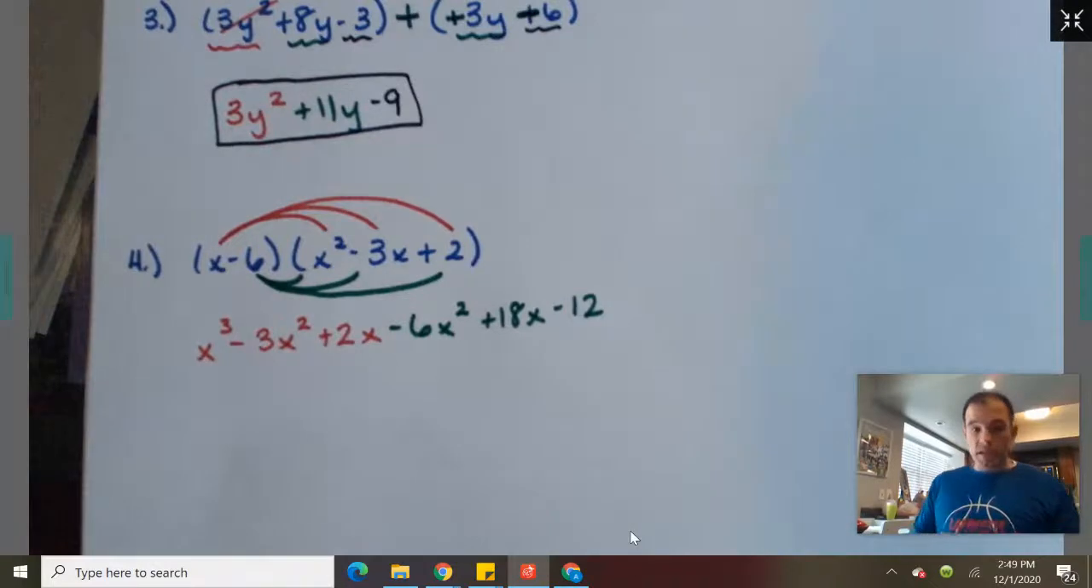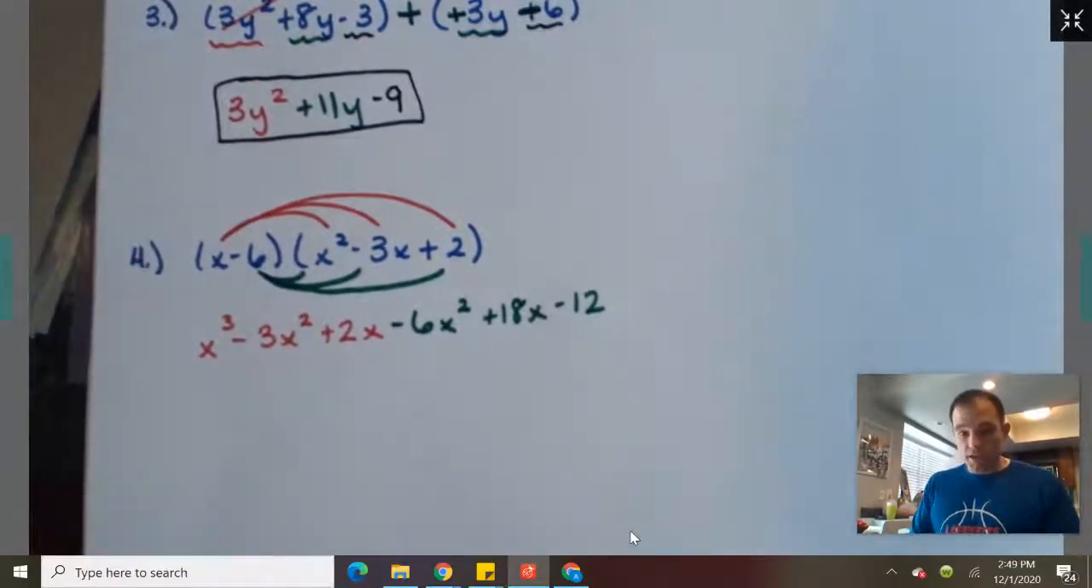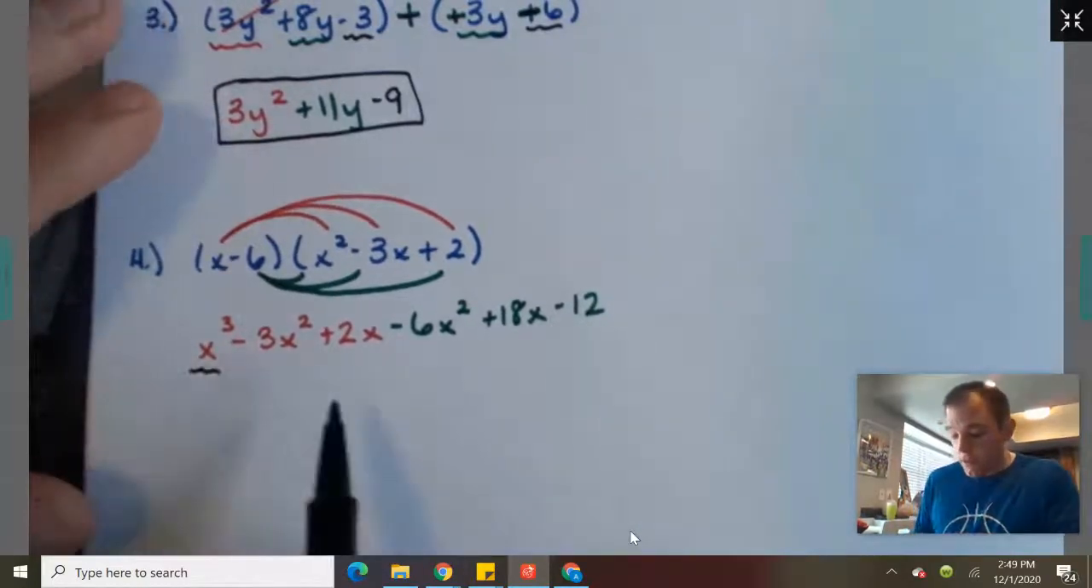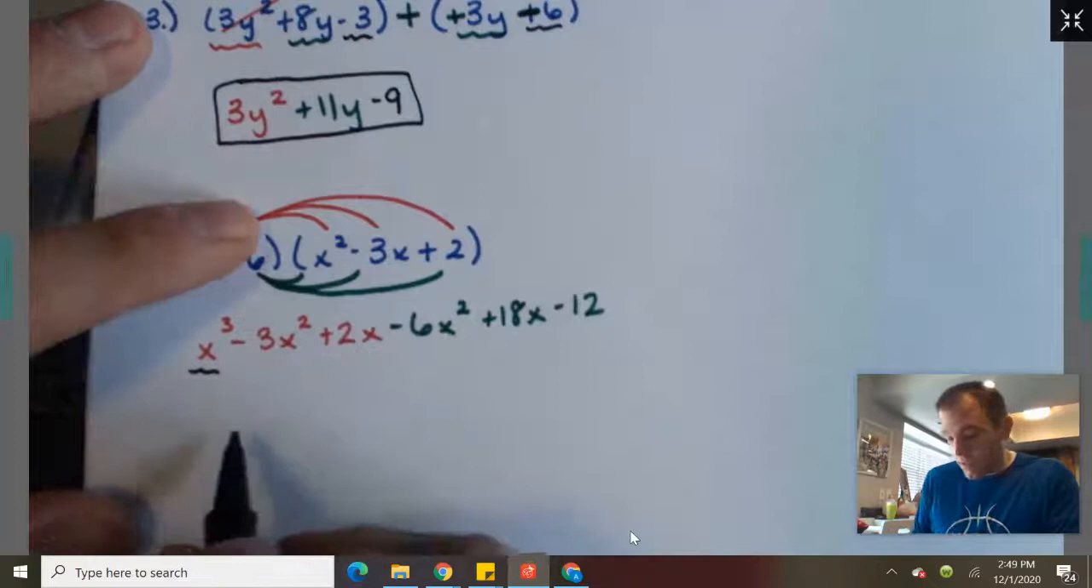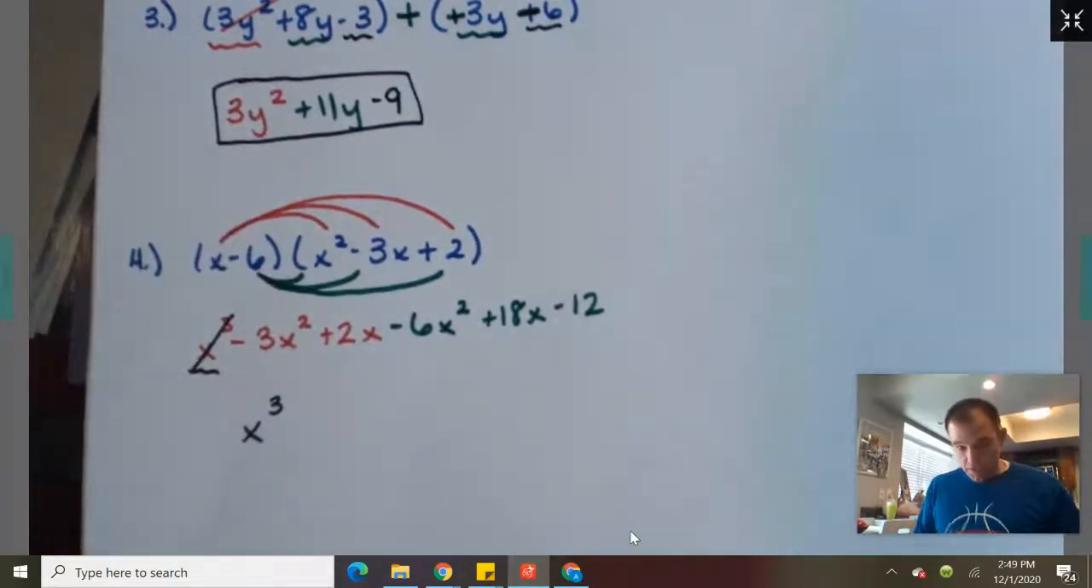So we distributed, and now we've got this big long problem, and now we just combine all the like terms and get rid of things, basically, right? We're going to make it a little easier on ourselves. You'll notice there's an x cubed right here, and there's no other x cubed. So that one's going to stay the same. And again, I like to cross them off so I know that I've used it, okay? So x cubed is done.